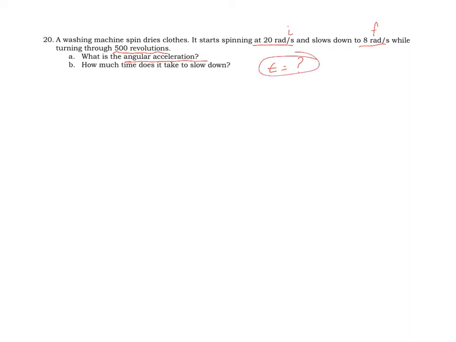Two unknowns. This is tough. It's not tough for us because we know back in the day we did vf squared equals vi squared plus 2ax, where x was position. We are going to change that now to: final angular velocity squared equals initial angular velocity squared plus 2 times angular acceleration times radians.